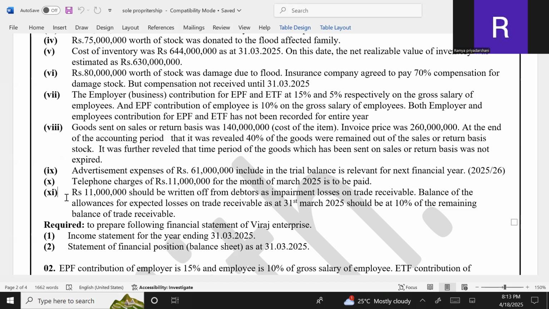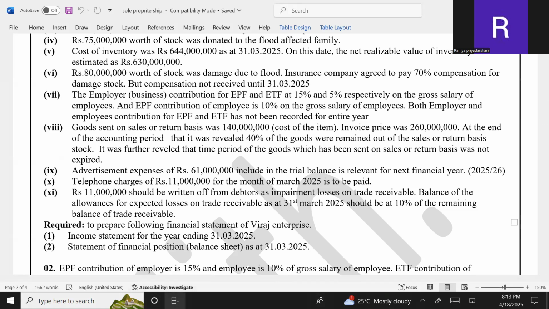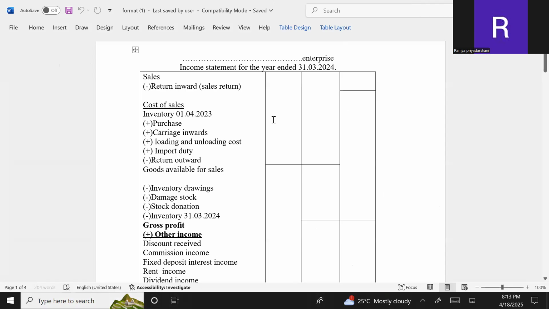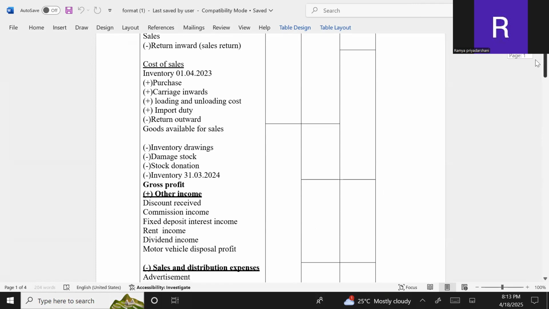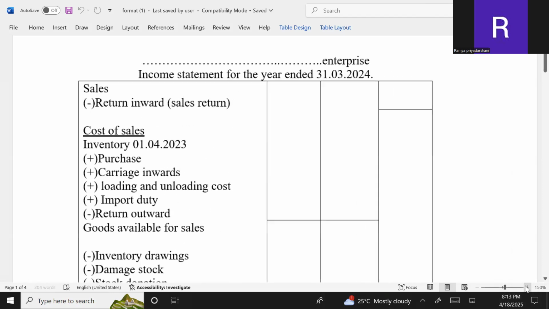Right. First, prepare the format like this: the income statement and the statement of financial position. This is the income statement format. Sales minus sales returns, three columns. So this is the way you have to prepare the format.